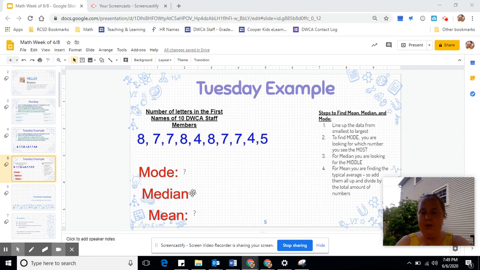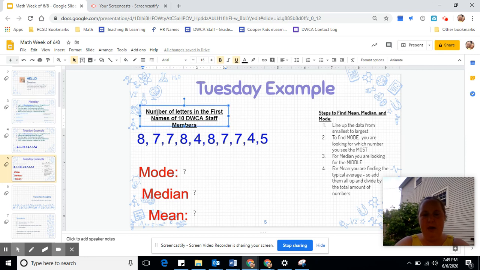So what I did, just like I've asked all of you numeric questions, I also asked questions of our staff. Up to 28 of your teachers and other people at school responded. I just took the first 10 for this one, where it says the number of letters in the first names of 10 DWCA staff members. So this is the number of letters in 10 different people's names.